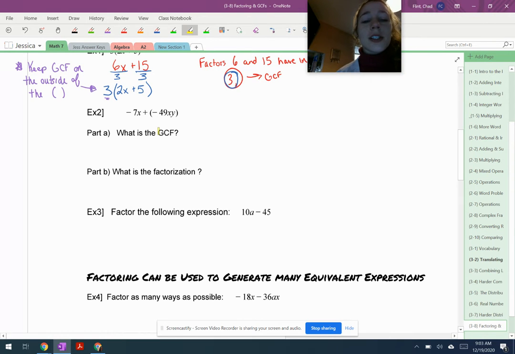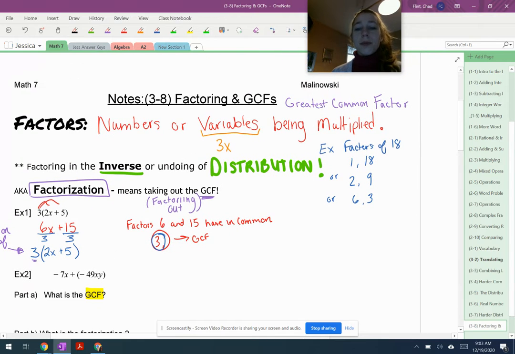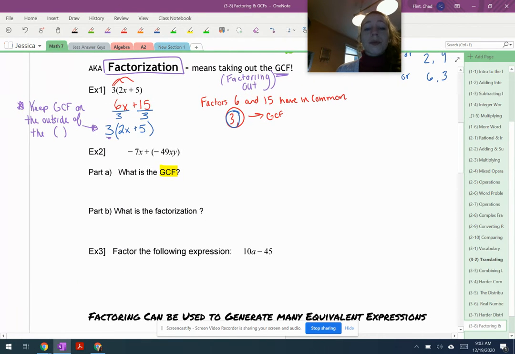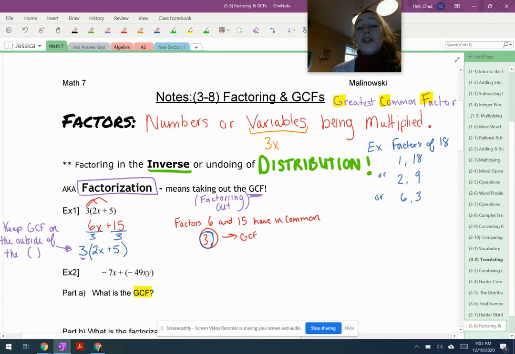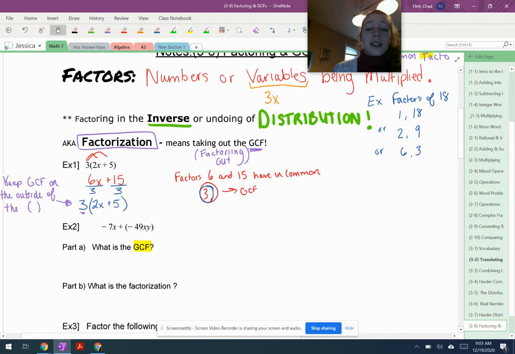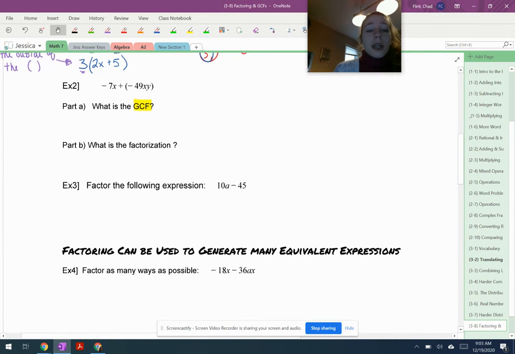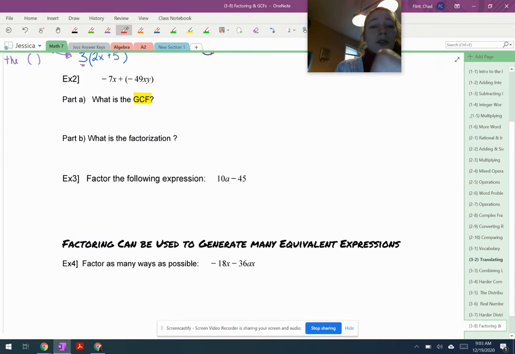Remember that GCF stands for greatest common factor. And remember that factors are just things that are being multiplied to get us there. So in example 2, what is the greatest common factor?